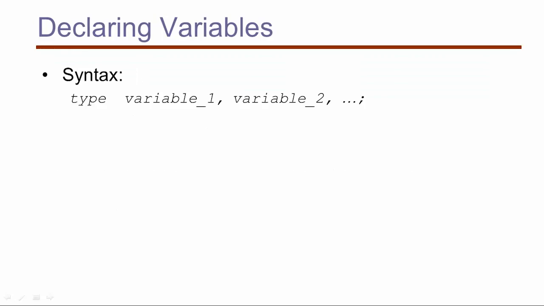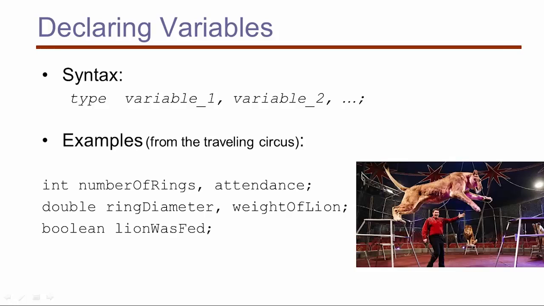More formally, the syntax to declare variables is to specify the type desired and then follow the type with a comma-separated list of identifiers that we want to have that type. And the list is terminated with a semicolon. Here are some examples from the circus. We see we have 2 variables, numberOfRings and attendance, whose purpose is fairly clear from their descriptive names. Since the number of rings in the circus and the number of people in attendance are whole numbers, we have declared these variables to be of type int.